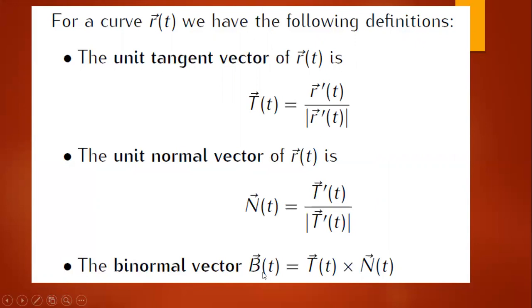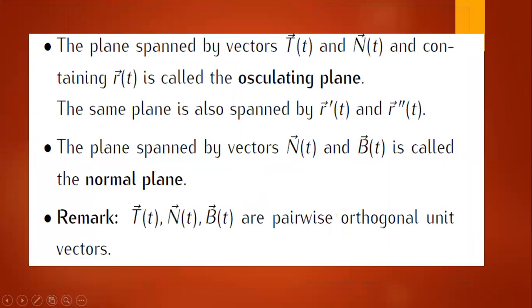So the binormal vector is the tangent vector cross product with the normal vector. The plane spanned by the vectors T and N of t, and containing r of t, is called the osculating plane. Again, the plane spanned by the tangent vector and normal vector, and containing the curve r of t, is called the osculating plane.